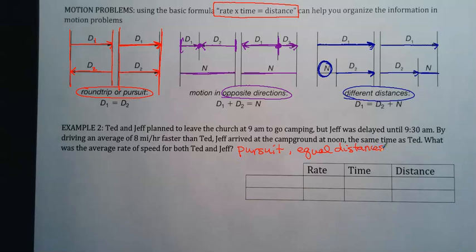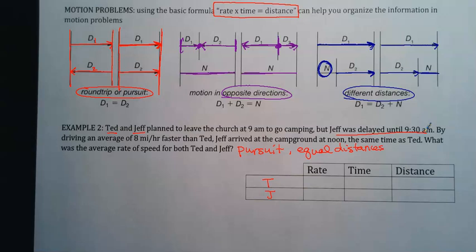All right, perfect. Now, this table is here to help us. It's rate times time equals distance. We're going to put in the information that we know. So first we have Ted and Jeff, so I'm just going to put T for Ted, J for Jeff. They plan to leave the church at 9 a.m. to go camping, but Jeff was delayed until 9:30. So Jeff delayed until 9:30.